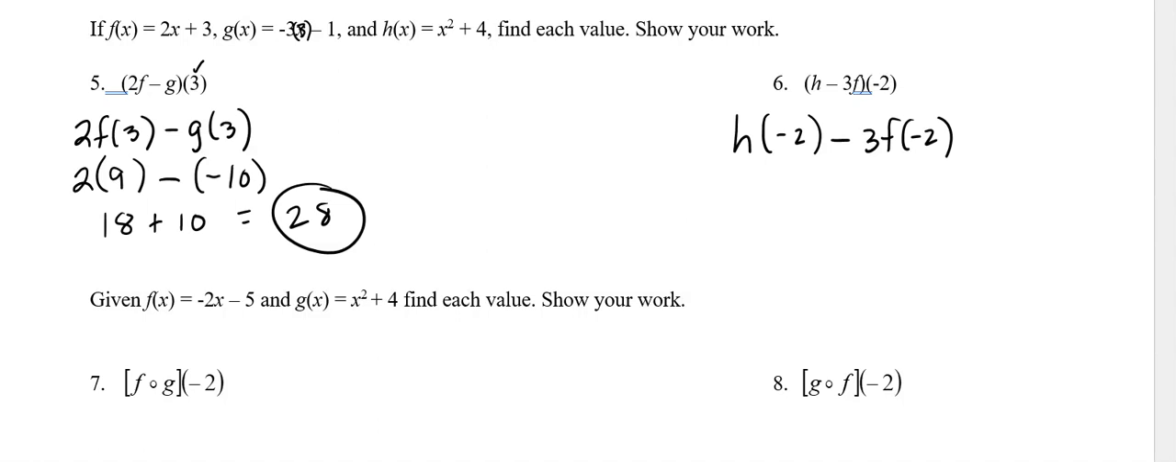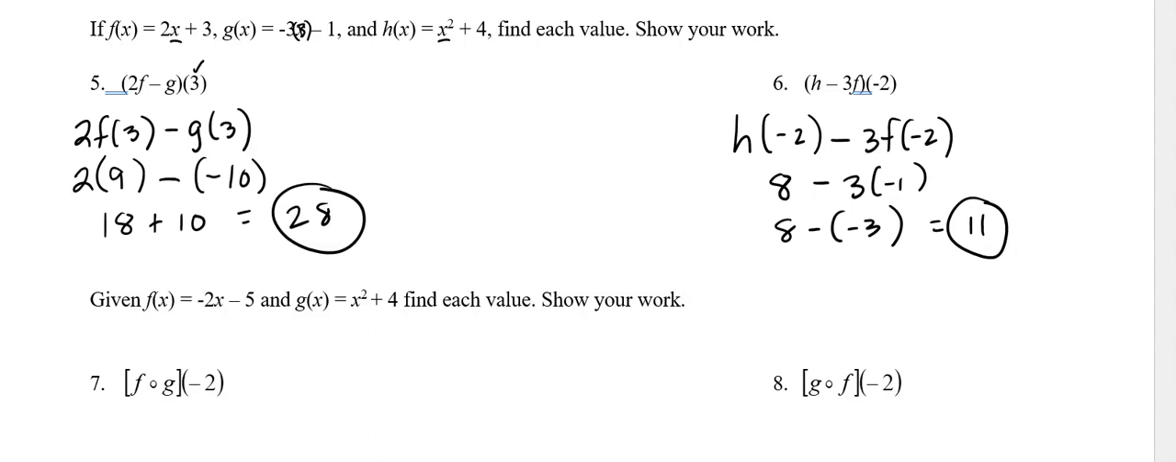So h of negative 2, putting negative 2 in place of x and squaring it here would be 4. 4 plus 4 is 8. And then let's do f of negative 2. If I let x be negative 2 in the f function, that's negative 4 plus 3, which is negative 1. And so obviously 3 times negative 1 is negative 3, so we're going to be subtracting negative 3, which again, like we ran into in number 5, that's really adding. So 8 plus 3 is 11.